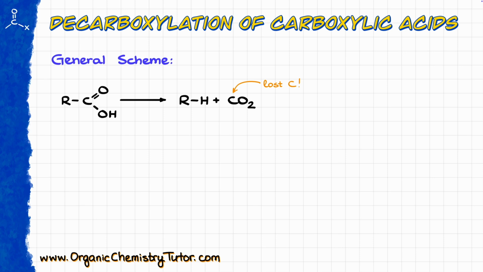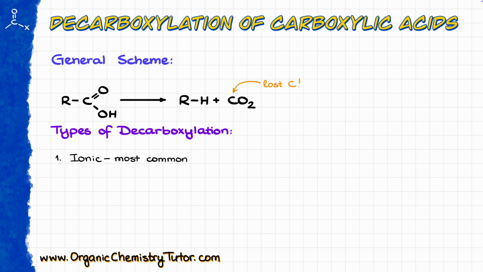And an important thing to remember here is that during this reaction we are going to be losing the carbon. So the carbon that used to be a carbon of our carboxylic acid is going to be lost in the form of this CO2. There are several different types of decarboxylation reaction that you can encounter in your class. The first one is going to be the ionic decarboxylation, which is going to be the most common case. And it is also going to be the focus of this video today.